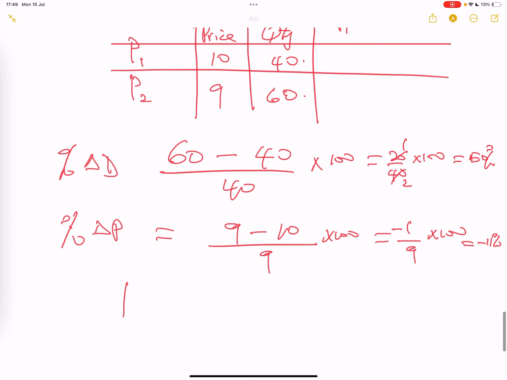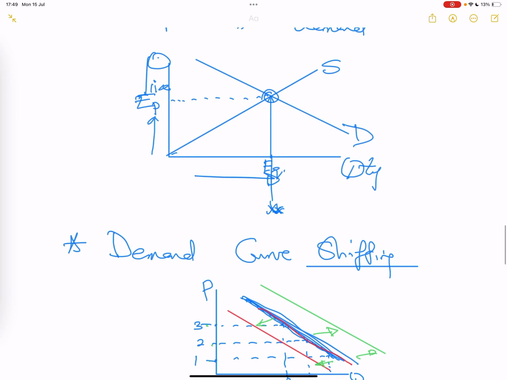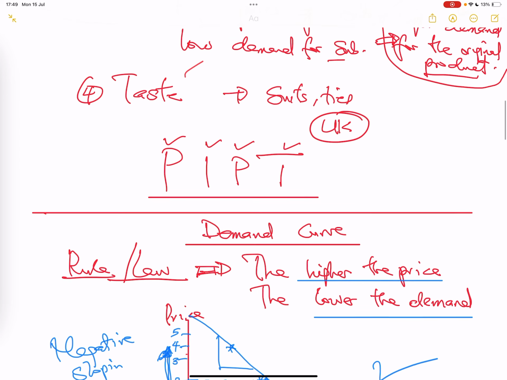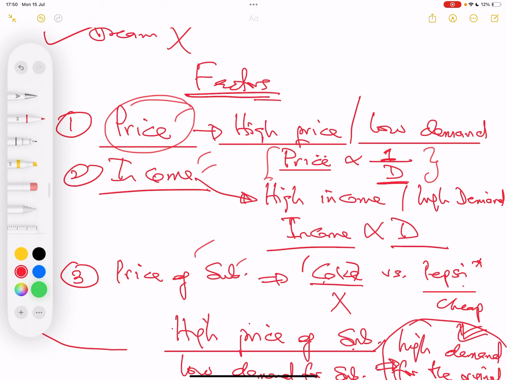So price elasticity of demand will equal 50% divided by 11%. Remember, it's always going to be negative. And that equals minus 4.5. And the reason why it's always going to be negative is because the direction of demand and direction of price is opposite. Remember, I said it's inversely proportional. They will go in opposite direction all the time. Look at it here. They will always go in opposite direction. It's good to take notes.